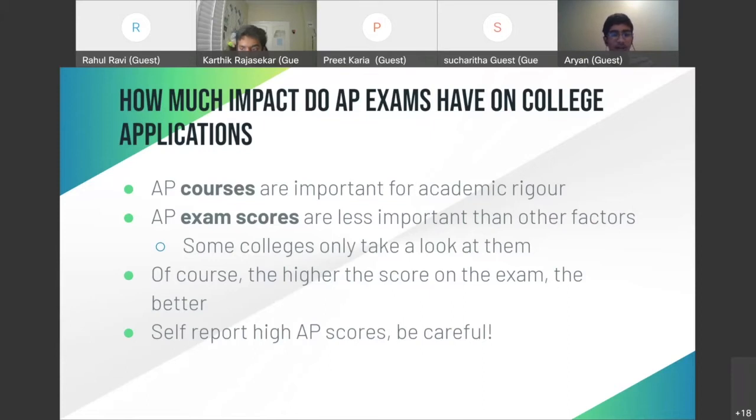Low AP scores don't help. You might want to consider not reporting these low AP scores, because colleges ask you to self-report them on their applications. So as I mentioned before, you can self-report high AP scores and not self-report a few low AP scores if you're not satisfied with them. But if you took a lot of AP courses and only reported like 1 or 2 high scores, then the colleges might assume that the rest of your scores are bad and you chose not to report them. So that may reflect negatively on you. So you should carefully consider which AP exam scores you're going to report and which ones you're not going to report. Okay, next slide, please.